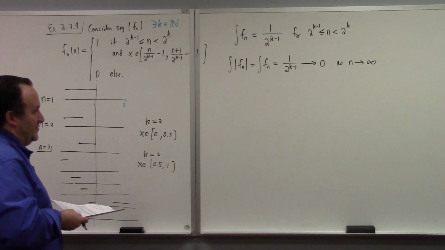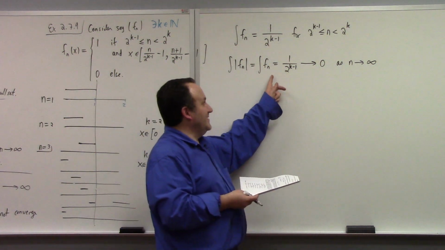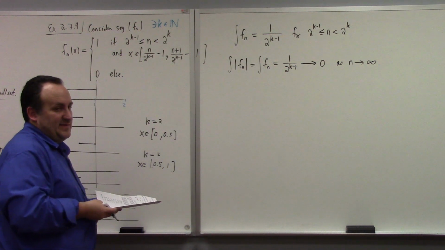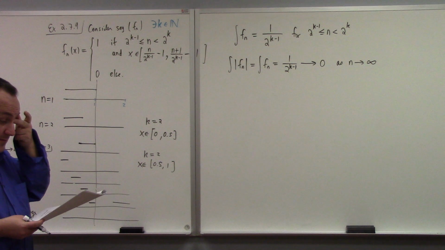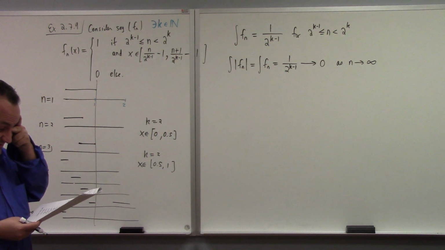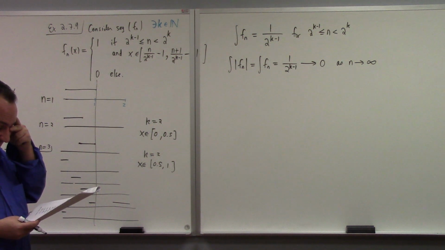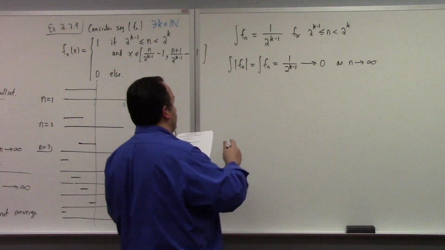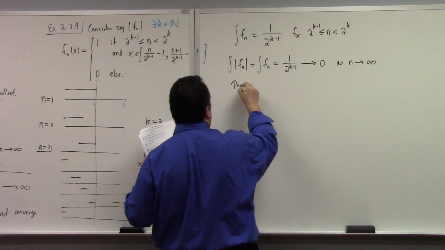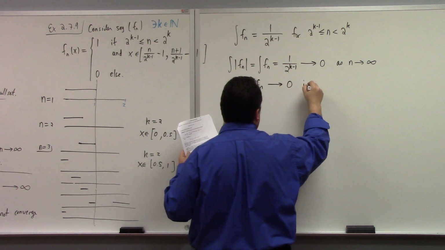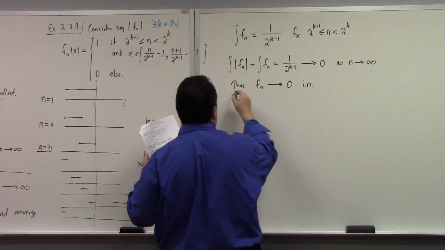Right, he's smarter than me. He doesn't even write this equality here. He just says it goes to 0 as n goes to infinity and leaves the rest to the imagination of the reader. But I do think that's not like a crazy claim or anything. So what does that mean? That means that this sequence converges to 0 in norm. Fn goes to 0 in norm.